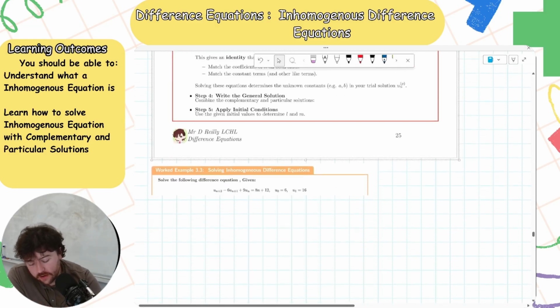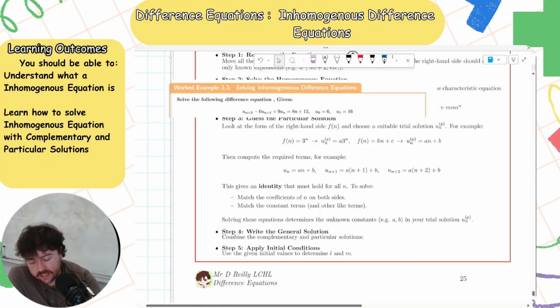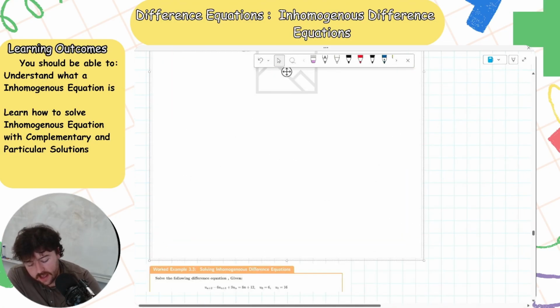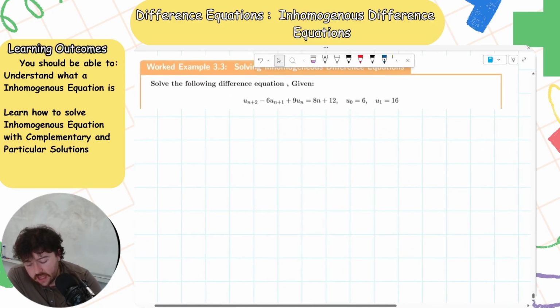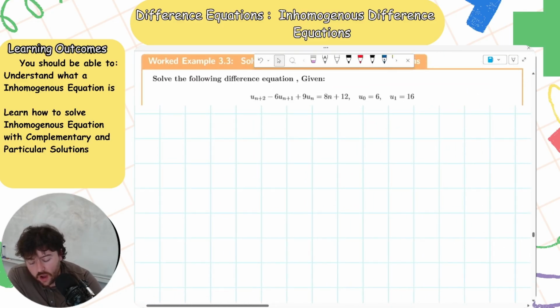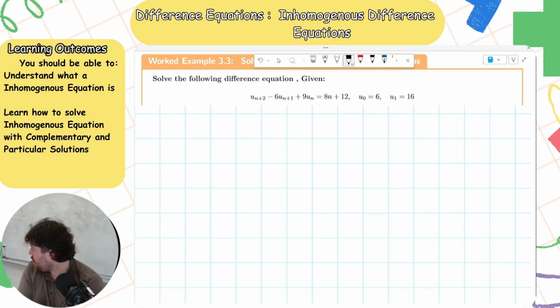All right. So let's have a look here, because like I said, there's no point me just talking about it. Let's do it. So solve the following difference equation. I'm going to first look at the particular solution. So if we look here, everything's reordered. Perfect. So I have u_{n+2} minus 6u_{n+1} plus 9u_n equals 8n plus 12, where u_0 is equal to 6 and u_1 is equal to 16.